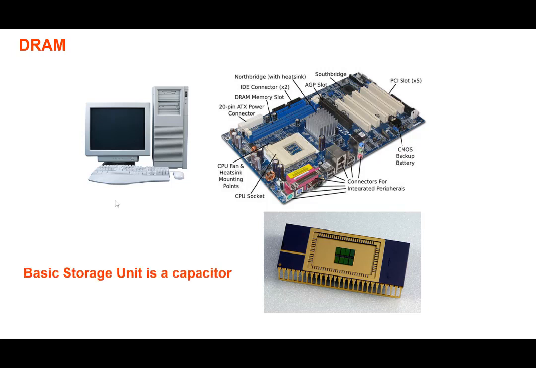Now, if I go inside a DRAM, what I find is that it's a memory. DRAM is a dynamic random access memory. So the basic storage unit, it stores information as a digital number, as a binary number 1010. The basic storage unit is a capacitor.